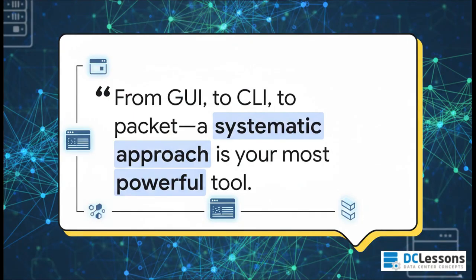At the end of the day, the biggest thing I want you to take away from this is that troubleshooting a complex system like ACI isn't really about memorizing 1,000 commands. It's about having a repeatable, logical process. By moving methodically from the big picture in the GUI to the details in the CLI, and finally down to the packets themselves, you build a complete story of what's going wrong.